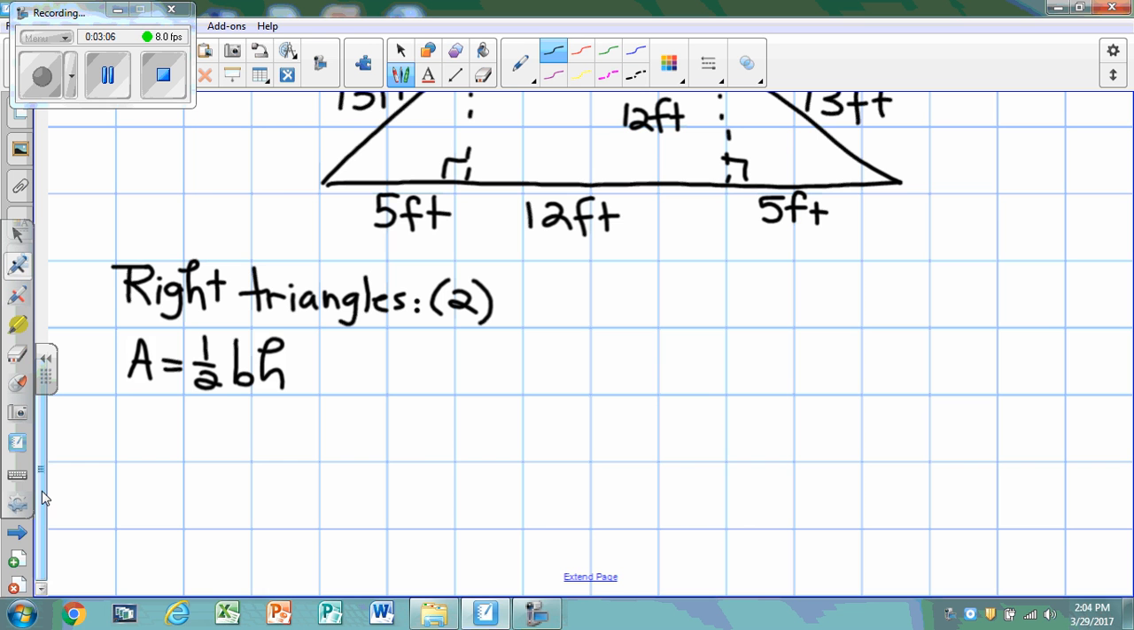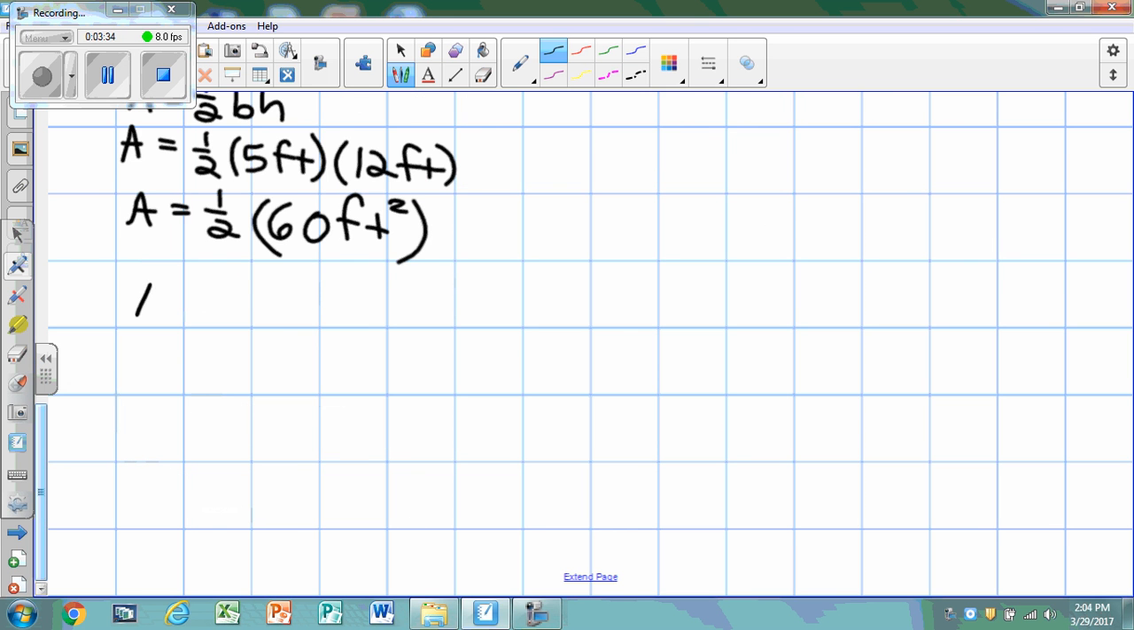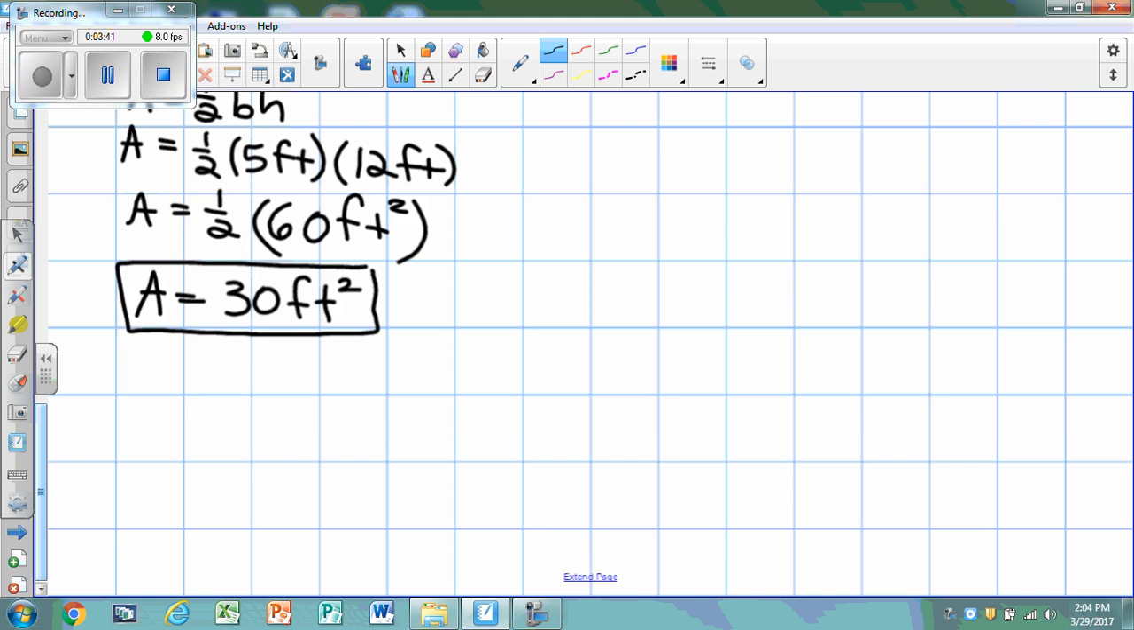Here we go. What is our base? 5 feet. What is our height? 12 feet. What is 5 times 12? 60 feet. What is half of 60 feet? 30 feet. Oh, and is it 60 feet or is it squared? 60 feet squared. And half of 60 feet squared is 30 feet squared. So that is what is for both of our triangles, right?